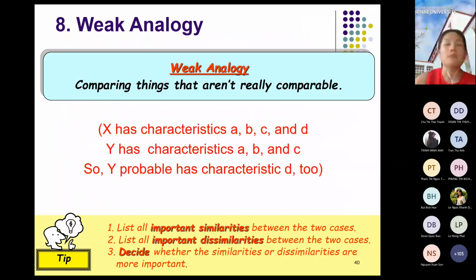Now look at number 8. We have the name of the fallacy, weak analogy. This fallacy happens when we compare things that aren't really comparable. And what is the name of the argument that has a similar name to this fallacy?